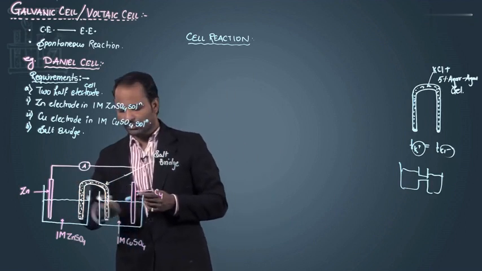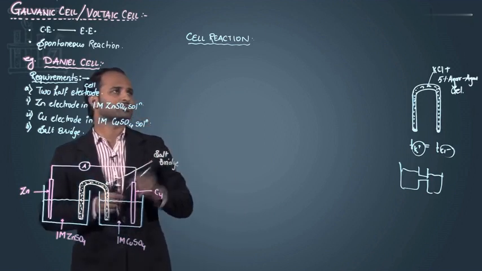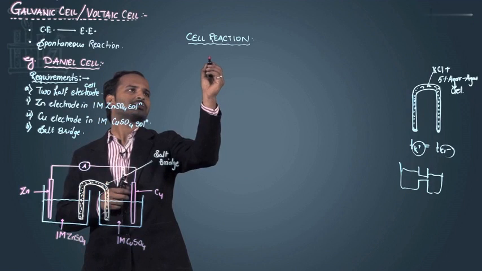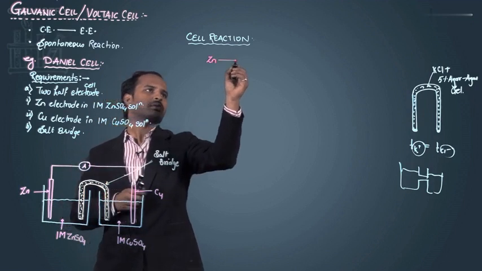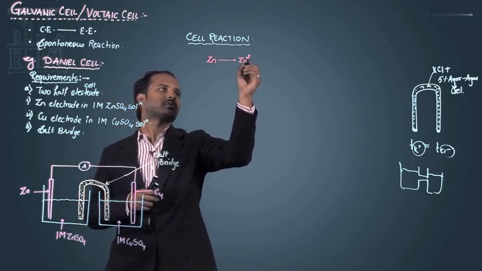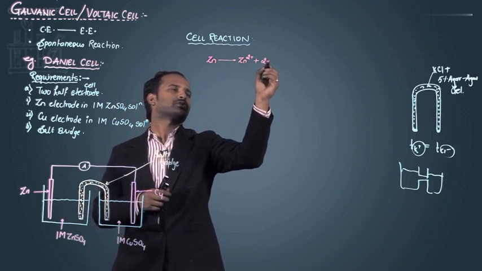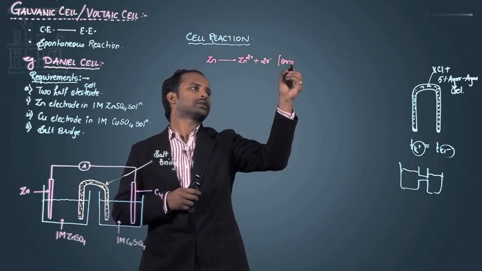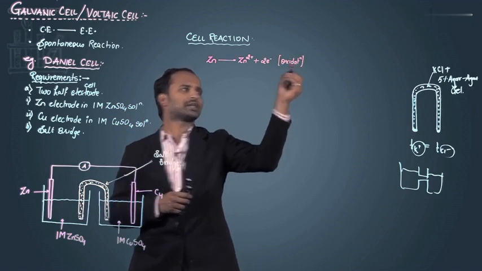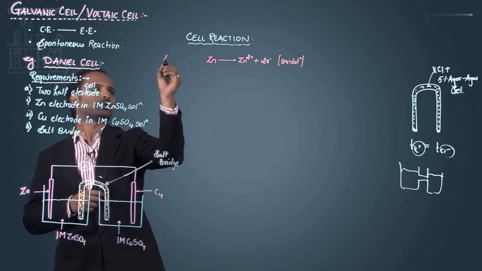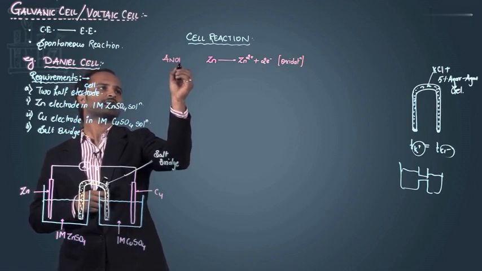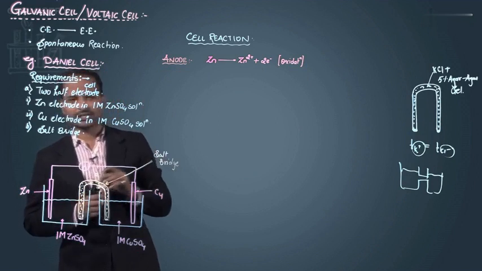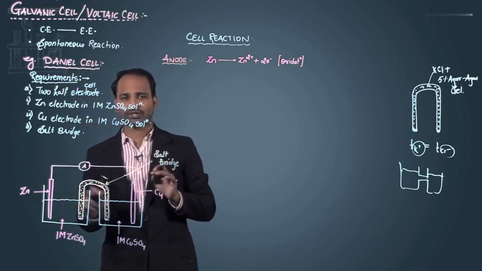So here the zinc electrode which is taken starts oxidizing and produces Zn2+ ion plus 2 electrons. Since zinc undergoes oxidation, and the electrode where oxidation takes place is called the anode, here the zinc electrode becomes the anode. Again, it is an anode; it is decided by the reaction only.